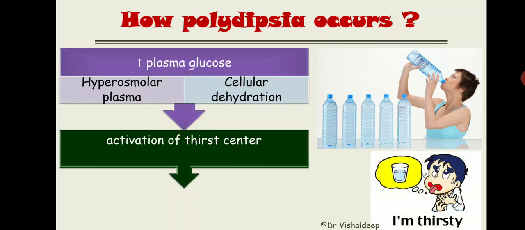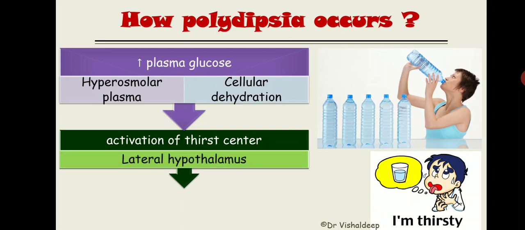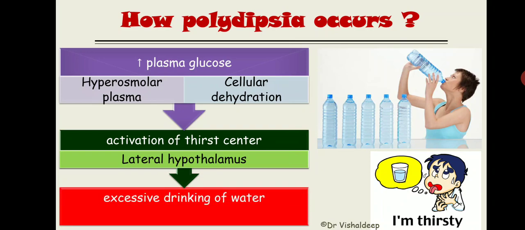Now where will this thirst center be situated? It is situated inside the brain, obviously. Inside the brain it is present over the hypothalamus. Now the hypothalamus has many nuclei, and the nucleus related to thirst is known as the lateral hypothalamus or lateral hypothalamic nuclei. So once the lateral hypothalamic nuclei get stimulated, the person will perform excessive drinking, and that excessive drinking of water is known as polydipsia.